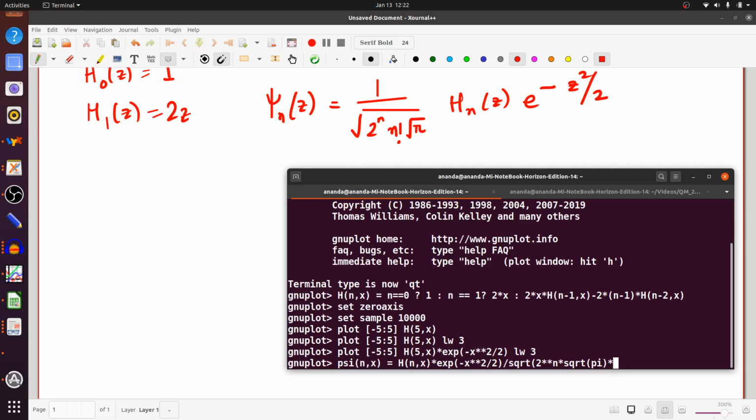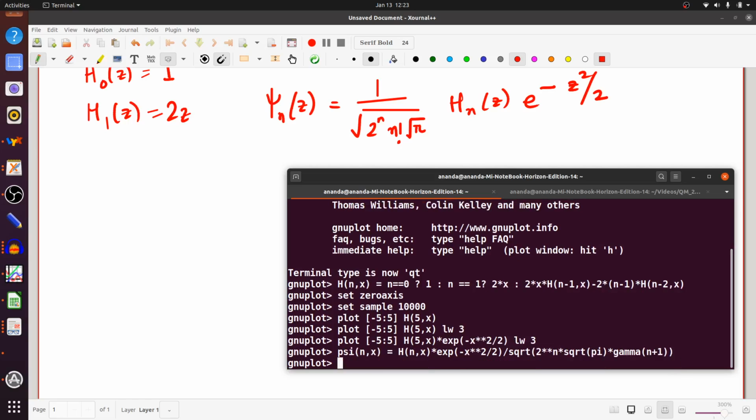Now gnuplot does not have a factorial function, but it actually has something better. It has a gamma function inbuilt into it. So you could use the fact that gamma of n plus 1 for an integer n is nothing but the factorial of n. So I hope I have closed all the brackets that I had opened. Let's see. Yeah, I have. Otherwise this would have given rise to an error. So let's try plotting the wave function for the ground state now. So x going from minus 5 to plus 5 as before. I just say psi 0 comma x.